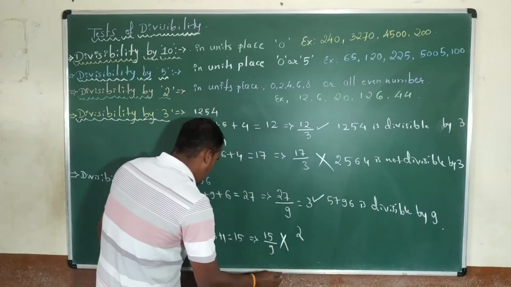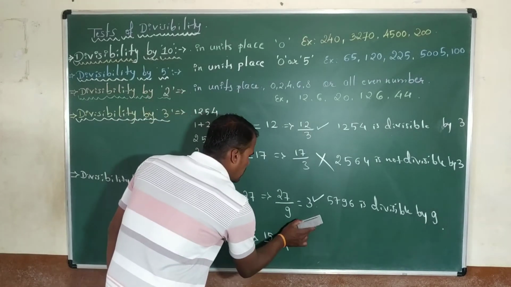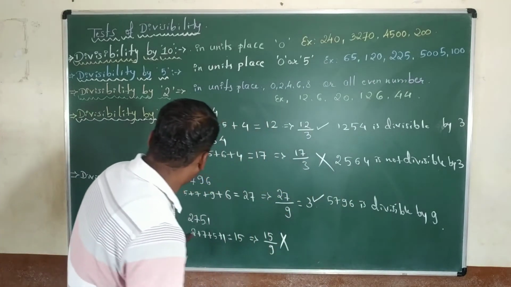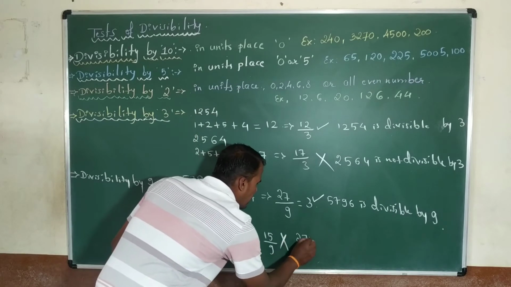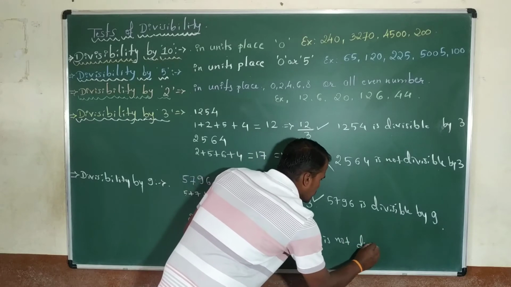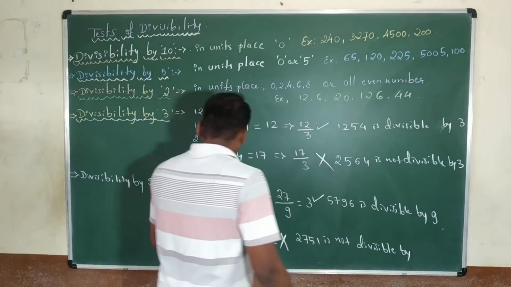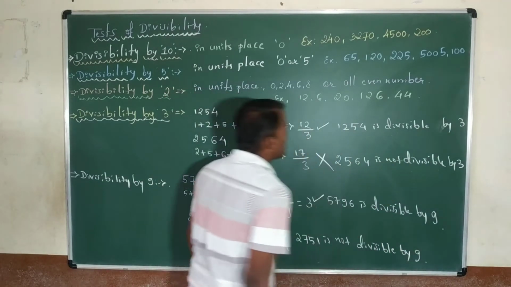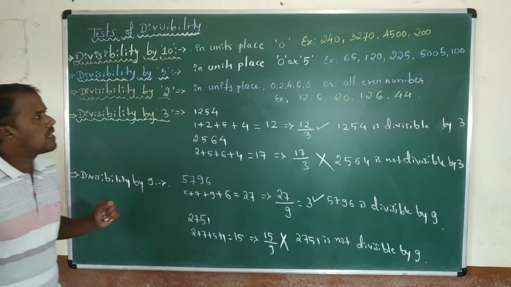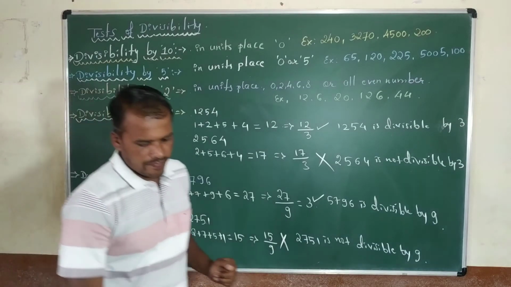So 2751 is not divisible by 9. This is the concept. These are the basic concepts we have to know first. Okay. After knowing these basic concepts, we are going to study the exercise part.